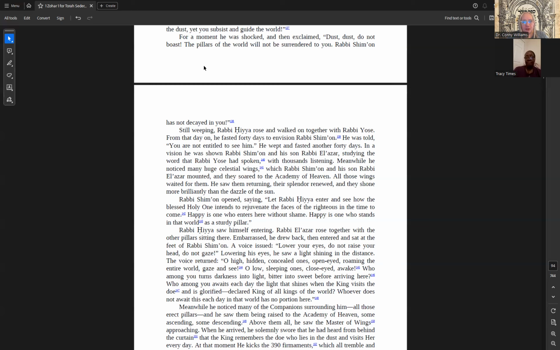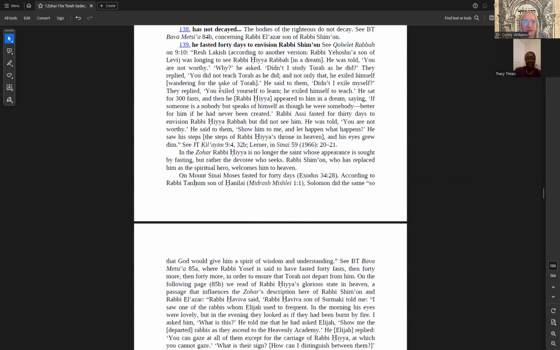Very good. For a moment he was shocked and then exclaimed, "Dust, dust, do not boast. The pillars of the world will not be surrendered to you. Rabbi Shimeon has not decayed in you."